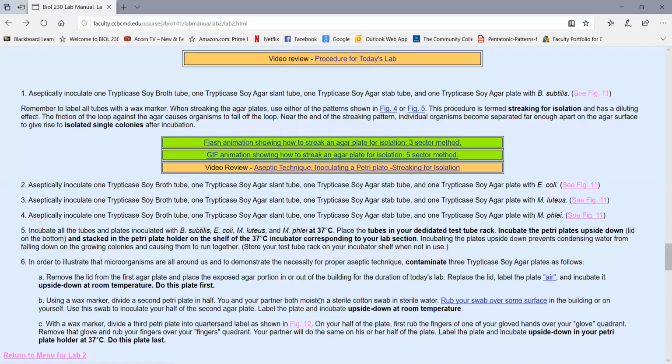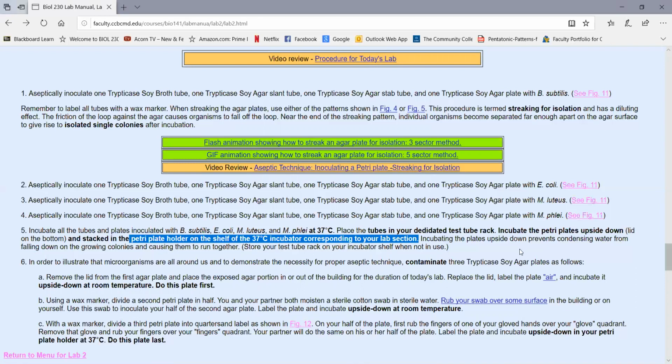And then the 4 Petri plates that you're inoculating, you're going to put in your Petri plate holder and incubate that also at 37 degrees Celsius on your incubator shelf that corresponds to your lab section. So again, for steps 1 through 5, you'll have 12 tubes and 4 Petri plates per pair to inoculate.